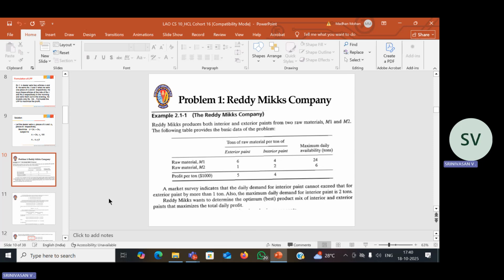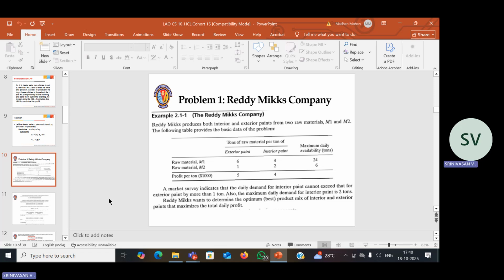Tons of raw material per ton of exterior paint, interior paint. Raw material 1, or raw material M1: 6 tons for exterior paint, and 4 for interior paint. Maximum daily availability 24 tons. Raw material 2: 1 ton for exterior paint, 2 tons for interior paint. Maximum daily availability 6. Profit per ton in $1,000: exterior paint $5,000 and interior paint $4,000.